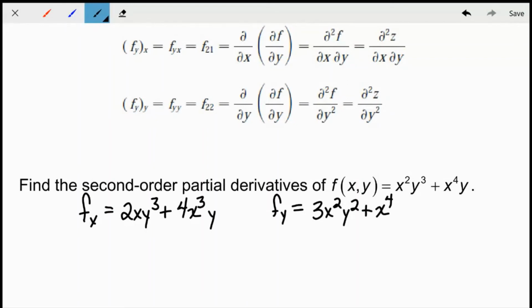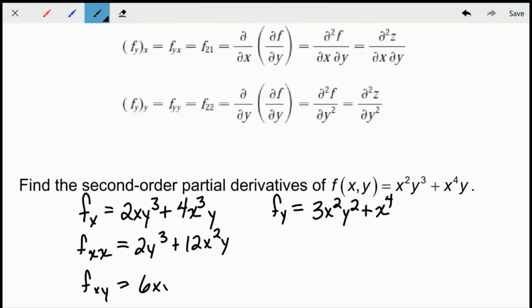Now, if I want to get my second partials, if I want all of them, there's going to be 4 of them. So the first one I'm going to write is the xx partial, meaning I'm taking the derivative again with respect to x. We would get 2y cubed plus 12x squared y. And if I get my mixed partial, now I'm taking the derivative of f_x with respect to y. I'm going to get 6xy squared plus 4x cubed.